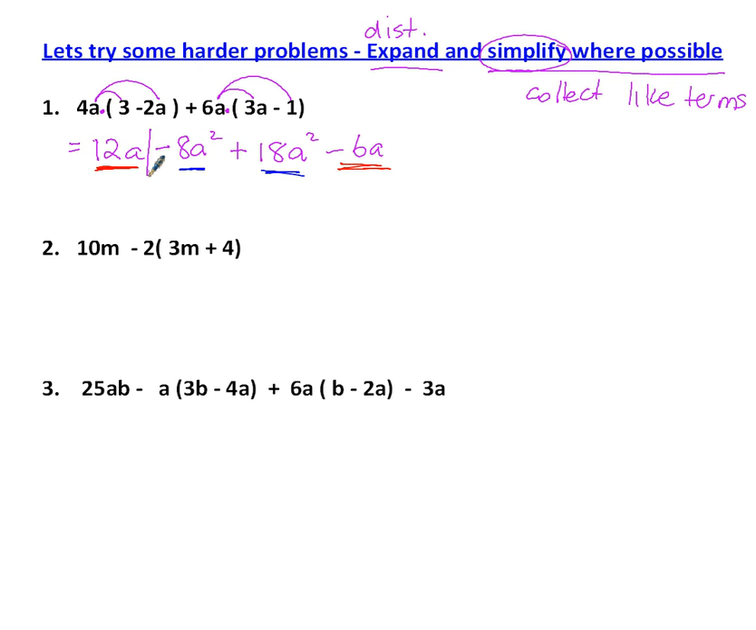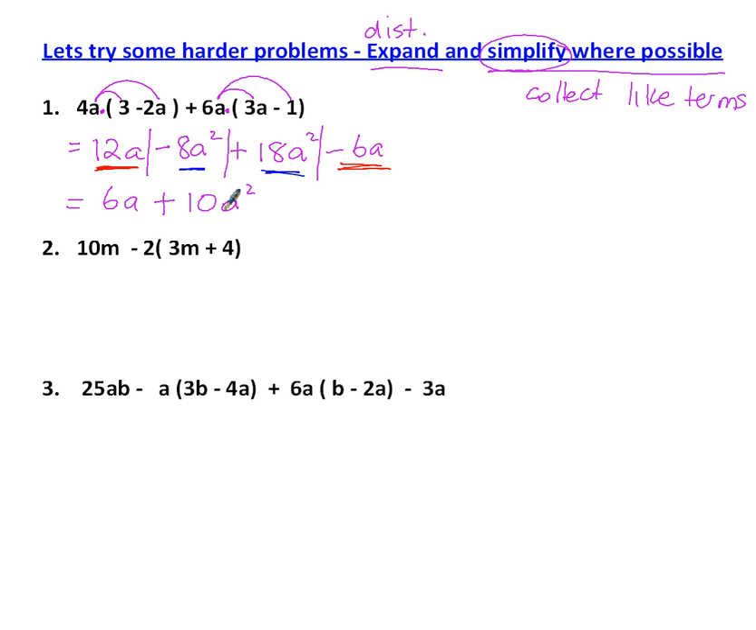I'm going to put my little borders in, helps me. So we've got 12a take away 6a. 12 take away 6, we have 6a. Negative 8a squared plus 18a squared. Well, they are like terms. Negative 8 plus 18, using our number line, we get positive 10a squared. Remembering that we don't change the variable part at all.